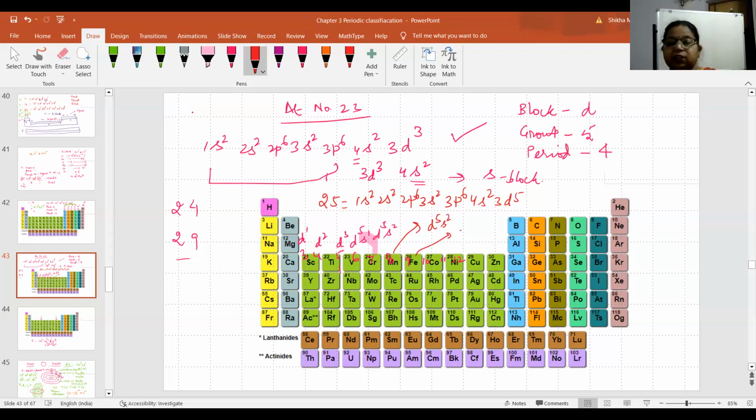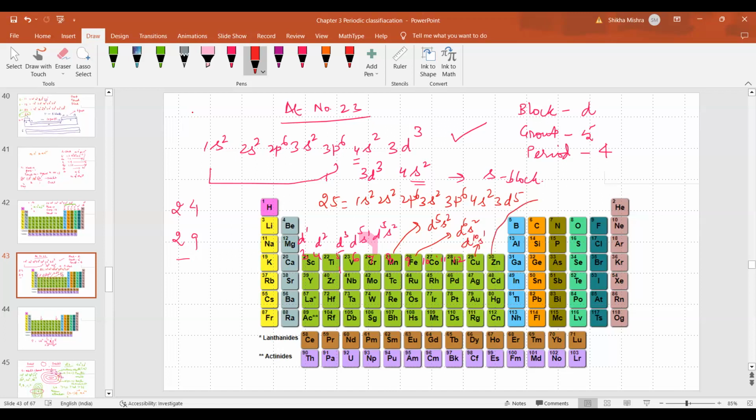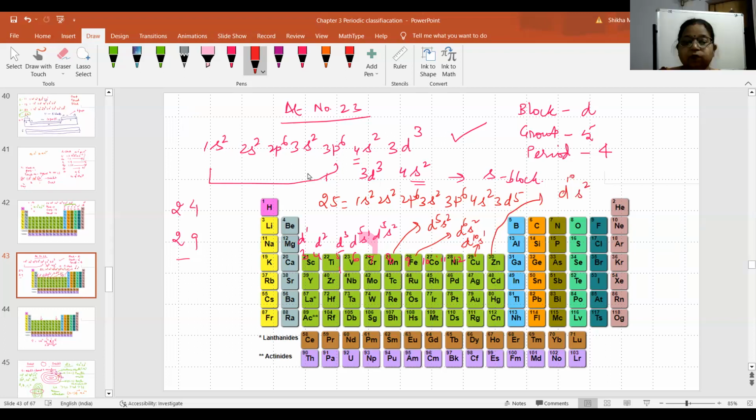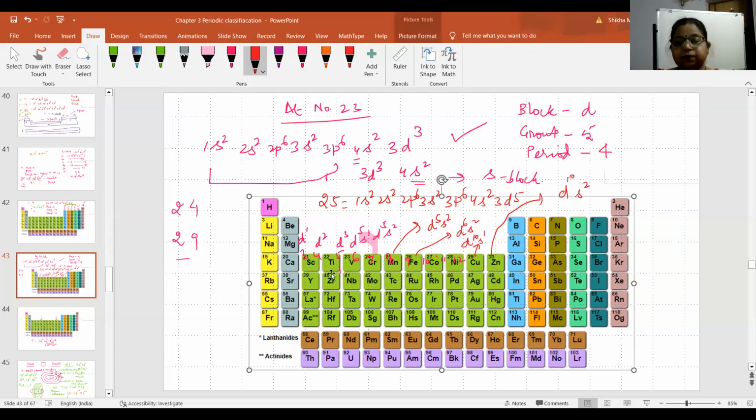Okay. For iron family, it will be d6s2, then d7s2, d8s2. For copper, it will be d10s1. And for zinc, it will be d10s2. Right? I will tell you one more thing about this family.